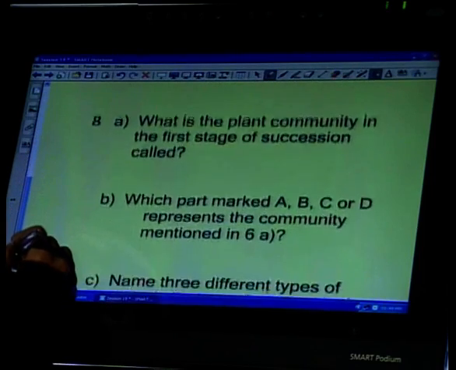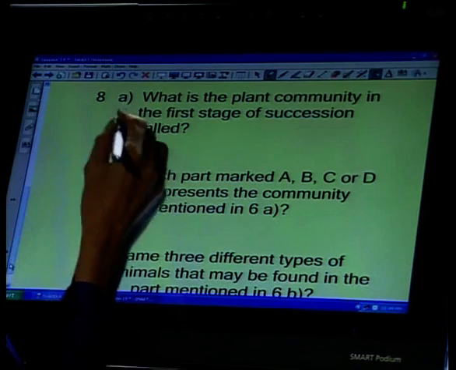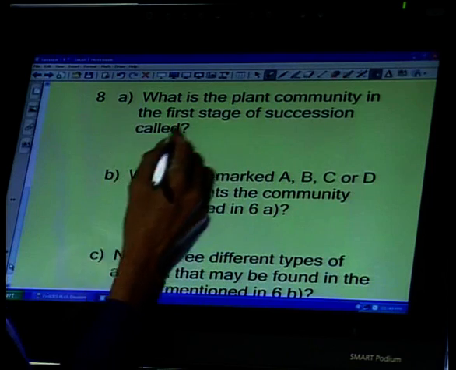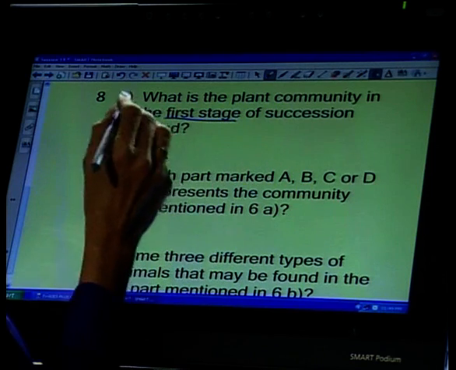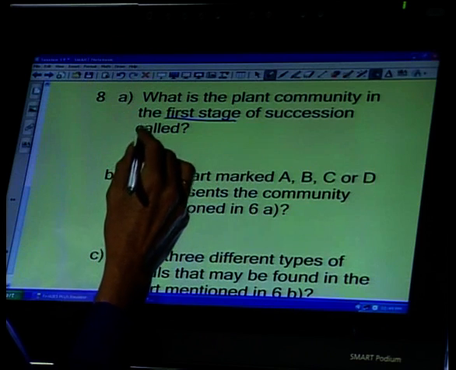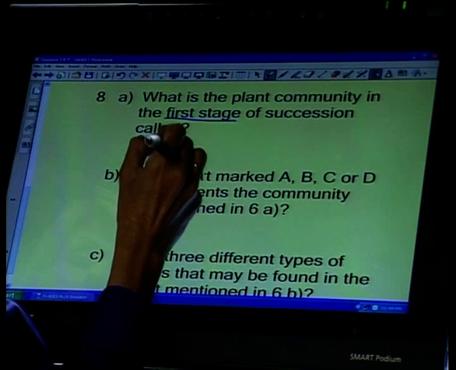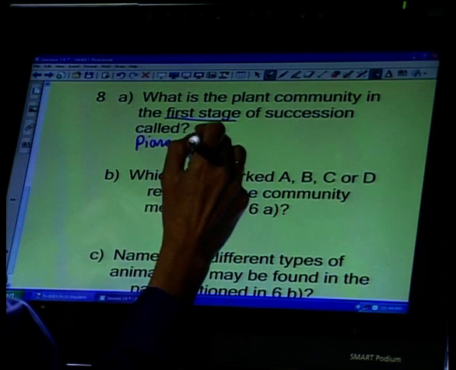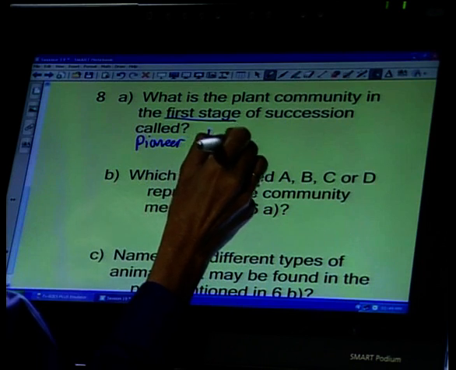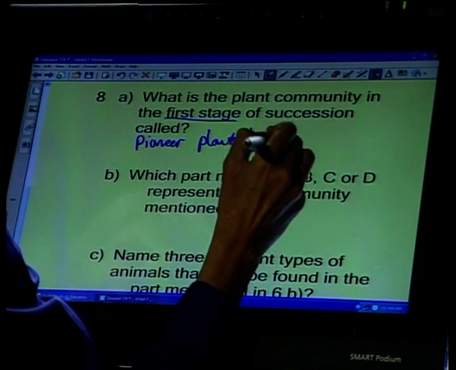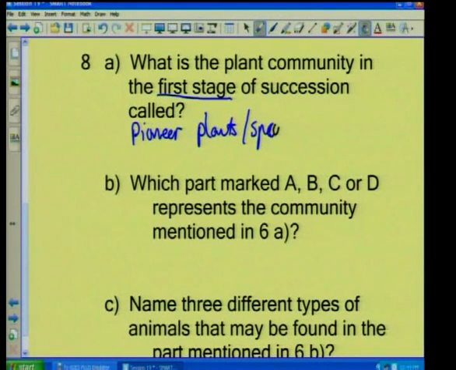And then if we look at question 8, 8a, what is the plant community in the first stage of succession called? Now, if it's in its first stage of succession, remember there are 3. You get your pioneer plants, or your pioneer species. Okay, so pioneer plants or species.